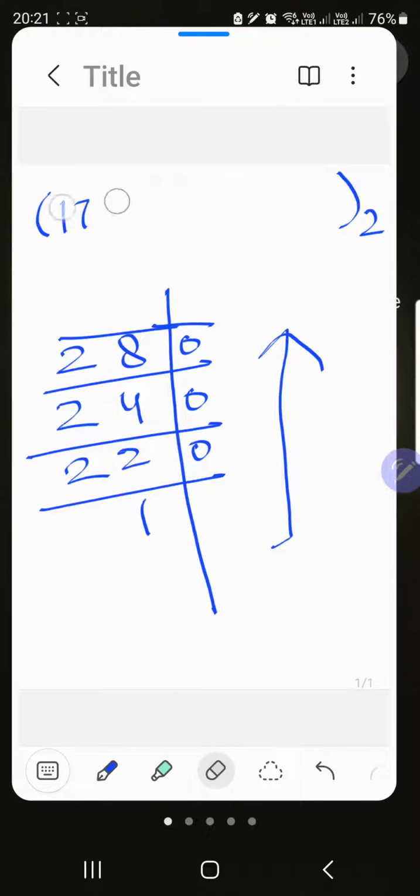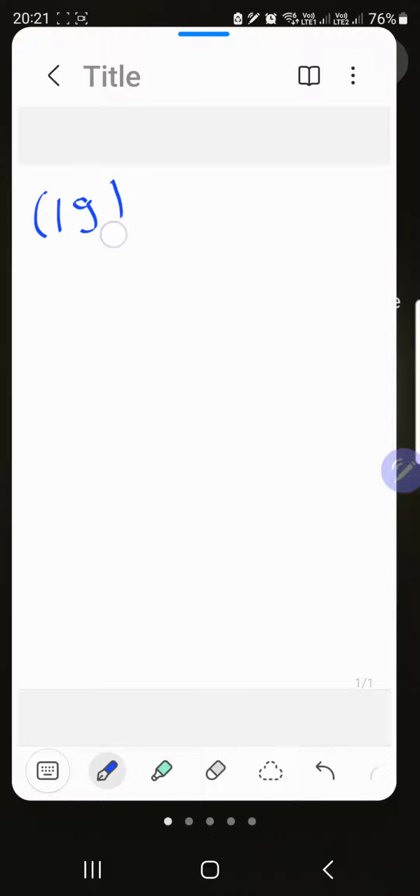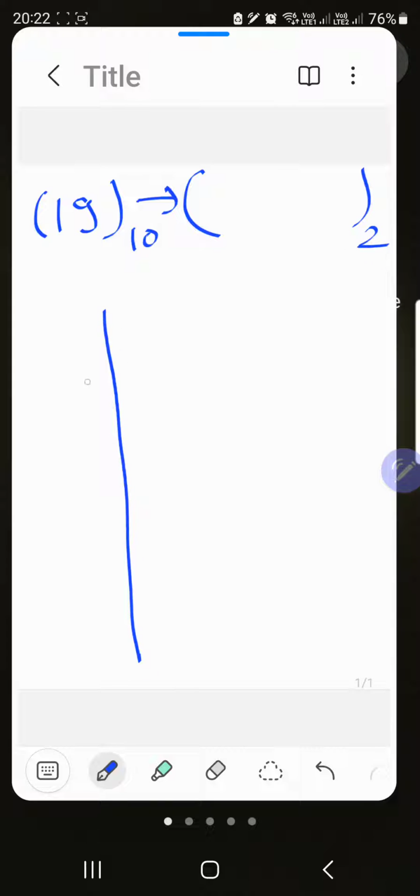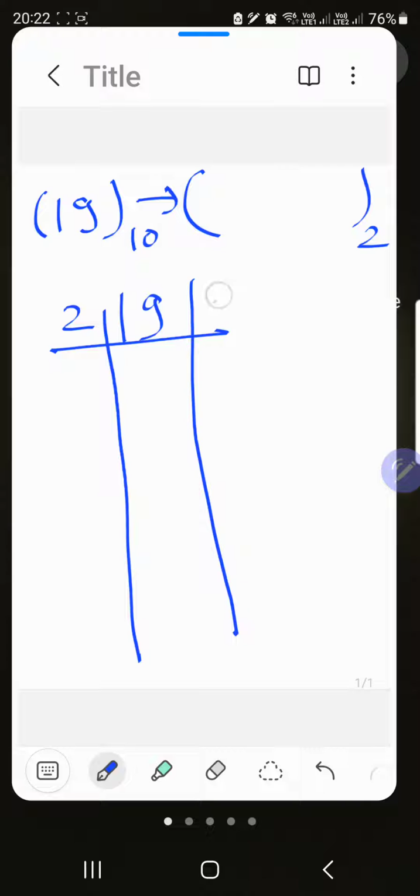Similarly, if you want to find the binary of 19, 19 is a decimal number and we need to find its binary. Divide 19 by 2. 2 9s are 18, remainder left is 1.